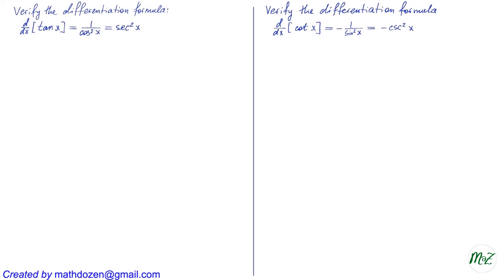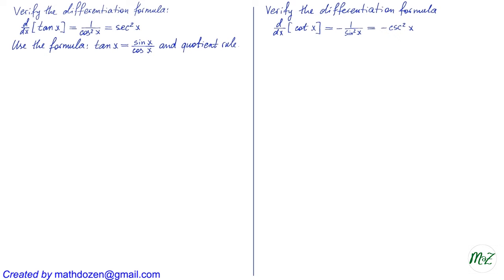Welcome everybody. In this short video we're gonna verify two more differentiation formulas. The one on the left says that the derivative of tangent is equal to 1 over cosine squared, or simply put secant squared. And the one on the right says that the derivative of cotangent is negative 1 over sine squared, or simply put negative cosecant squared of x. And we're going to work through the details as to why those formulas are true.